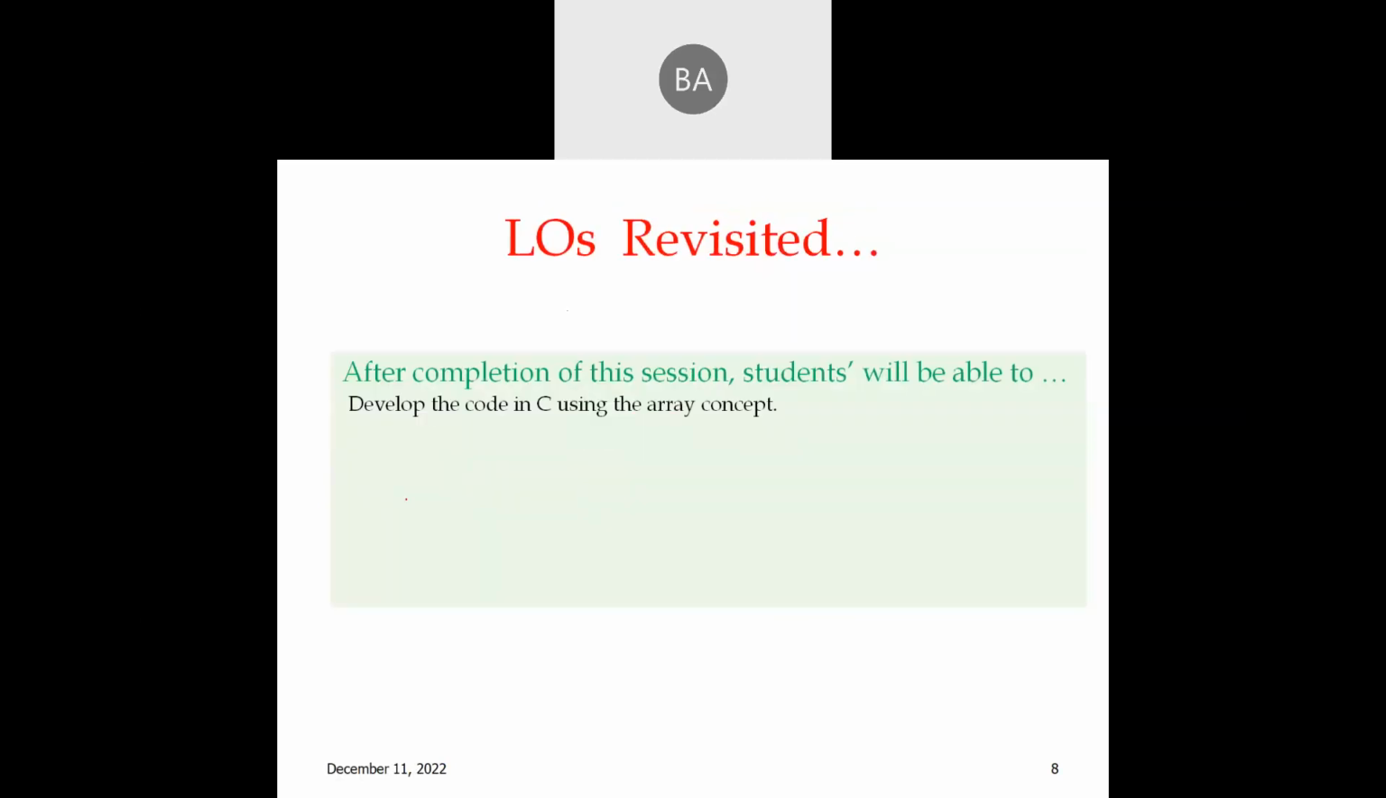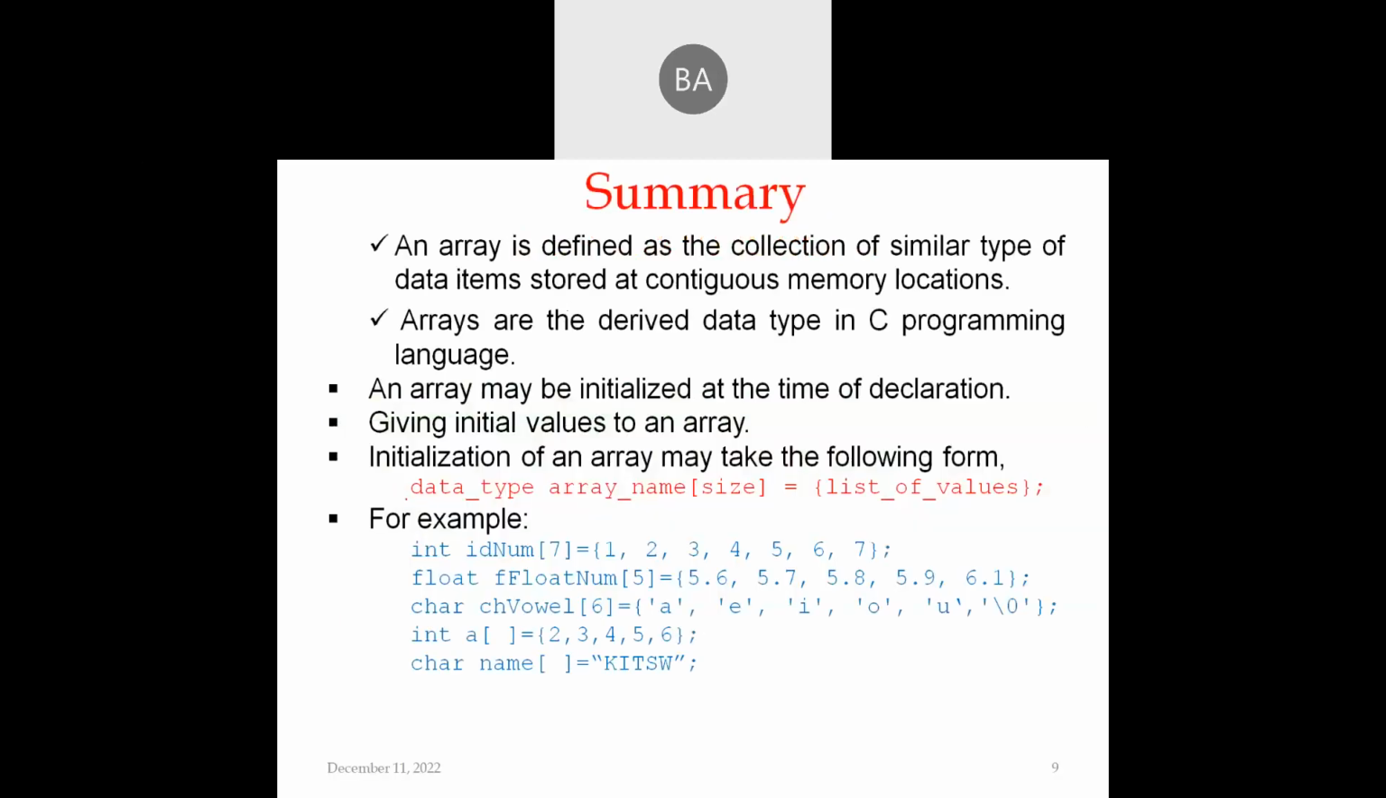So the outcomes are revisited here. After completion of the session, the student will be able to develop code in C language using the array concept. The summary of this session is that an array can be defined as a collection of similar data type elements which are stored at contiguous memory locations. This is very important. Arrays are derived data types in the C programming language.